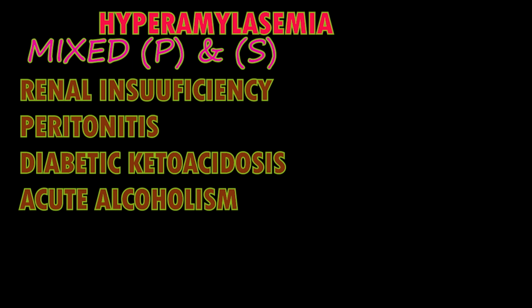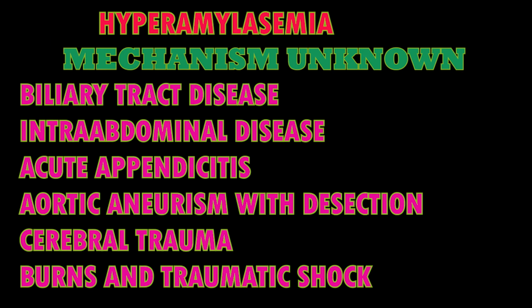is increased; mesenteric infarction, P-type is increased; peritonitis, the mixed types are increased; acute appendicitis, ruptured ectopic pregnancy, the S-type is increased; aortic aneurysm with dissection, cerebral trauma, burns and traumatic shock, diabetic ketoacidosis, mixed types are increased; renal transplantation, S-type is increased; acute alcoholism, mixed types are increased. Decreased conditions: chronic pancreatitis, cirrhosis, hepatitis, pancreatic cancer, toxemia of pregnancy, cystic fibrosis.